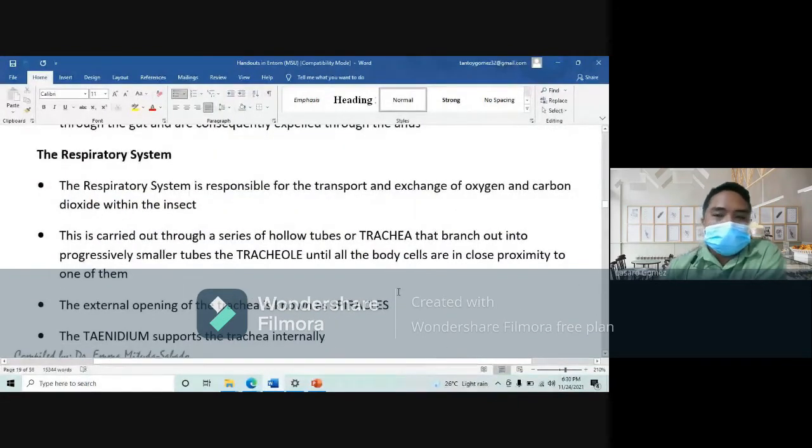Okay, insect's respiratory system. Ako naman itong gipakita nako kagahapon, gipa-visualize na nako sa inyo ang insect respiratory system. Okay, the respiratory system is responsible for the transport and exchange of oxygen and carbon dioxide within the body of an insect.